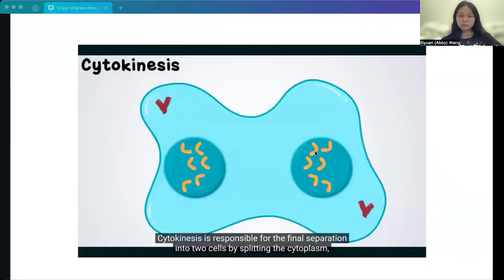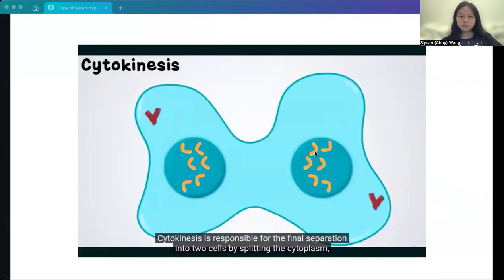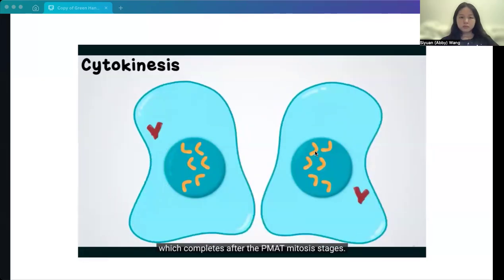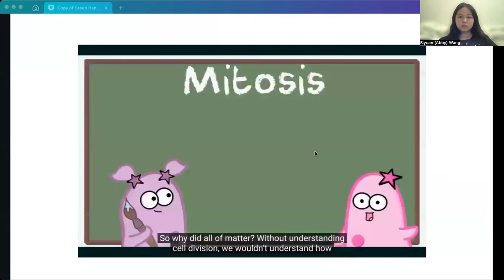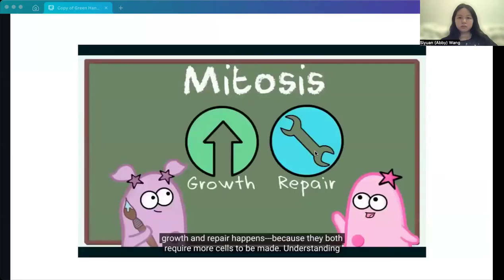Cytokinesis is responsible for the final separation into two cells by splitting the cytoplasm, which completes after the PMAT mitosis stages. So why did all of them matter? Without understanding cell division, we wouldn't understand how growth and repair happen, because they both require more cells to be made.